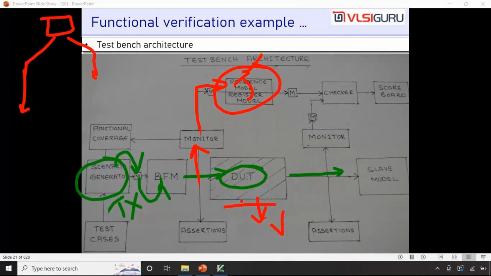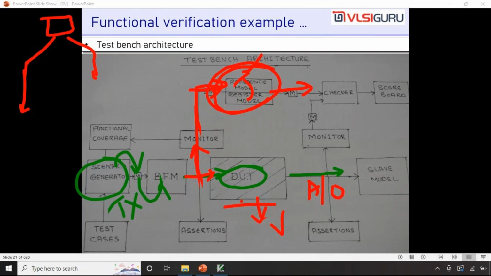Now what happened if you look at the bigger picture? We applied an input. The same input is collected and given to the reference model. What is this giving me? Actual output. AO means what? Actual output. Whatever comes from the DUT is the actual output, right? What comes from the test bench is what? Expected output. What you are expecting the output to be, because this is something I developed. So whatever output comes, that is something I expect the output to be.